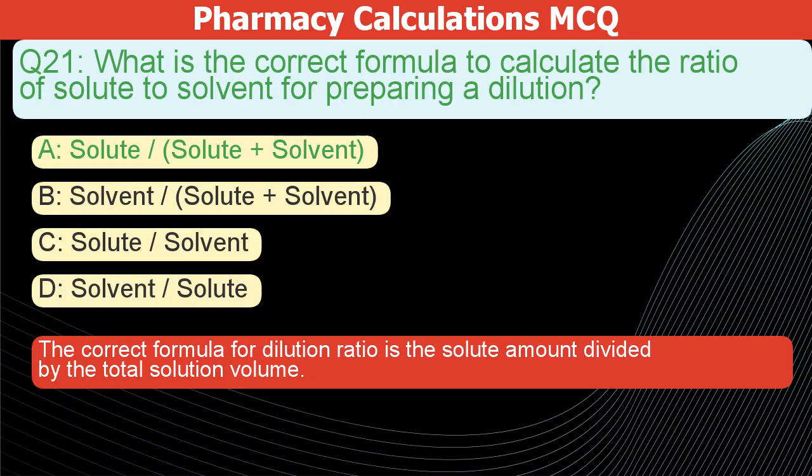The correct answer is A. The correct formula for dilution ratio is the solute amount divided by the total solution volume.